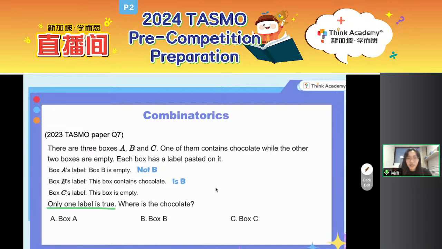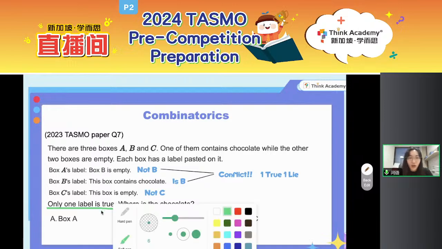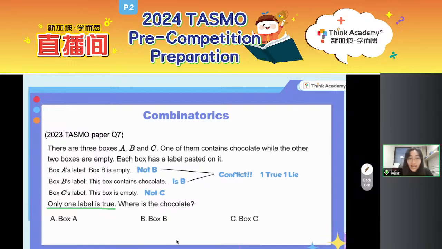And then you can see that one says, not you. Another one says, it's me. So actually you see that there is a conflict. I told you before, right? So when there is a conflict, what can we get? Yes, there must be one truth and one lie. So if there must be one truth and one lie, now you see that according to the question, only one label is true. That means where's the truth? It must be between A and B.